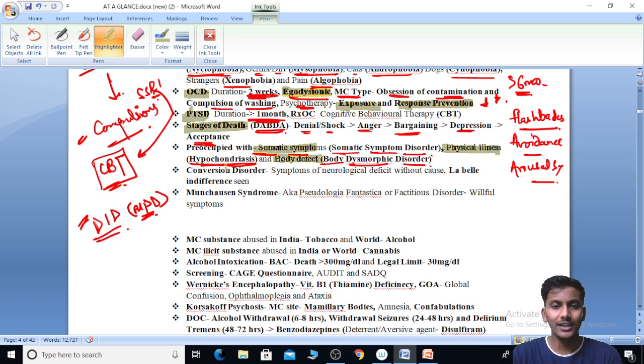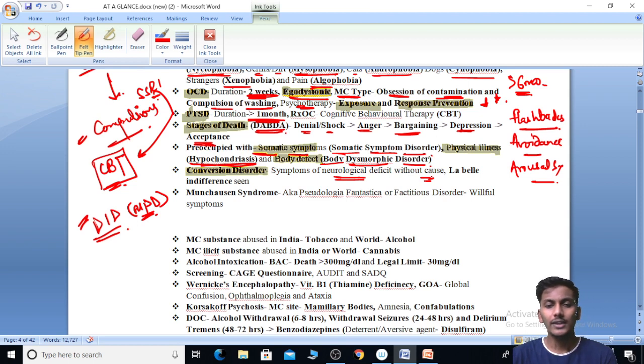And this dissociative neurological symptom disorder is also known as conversion disorder. So in this, what happens? The symptoms are of neurological deficit without a cause, okay? So the symptoms are suggestive of some neurological deficit, but the cause cannot be found, okay? The cause cannot be found.